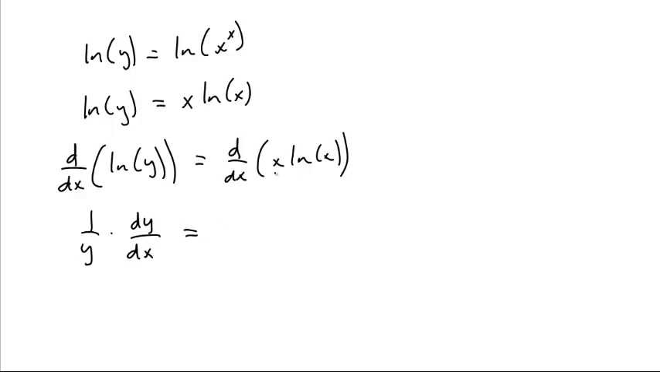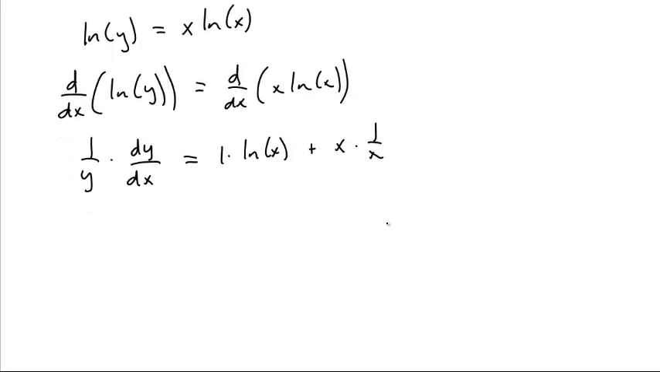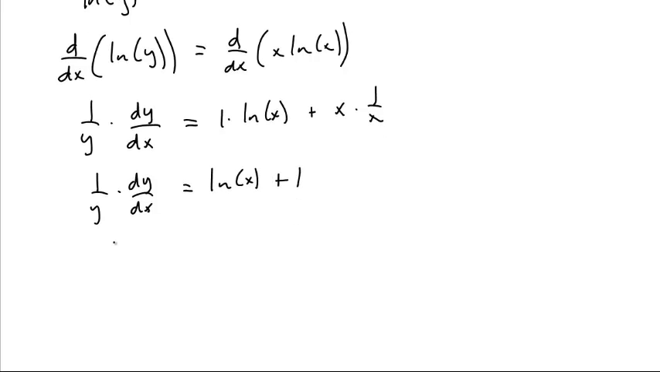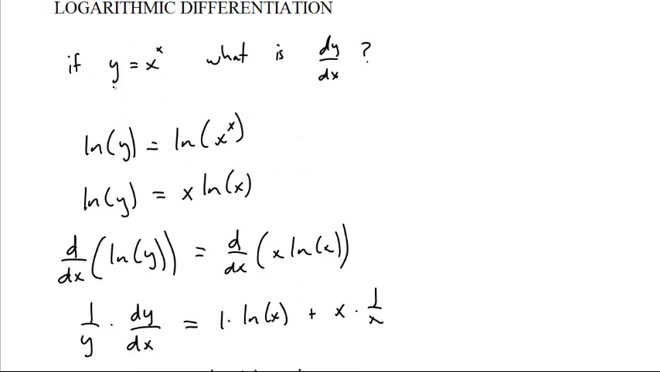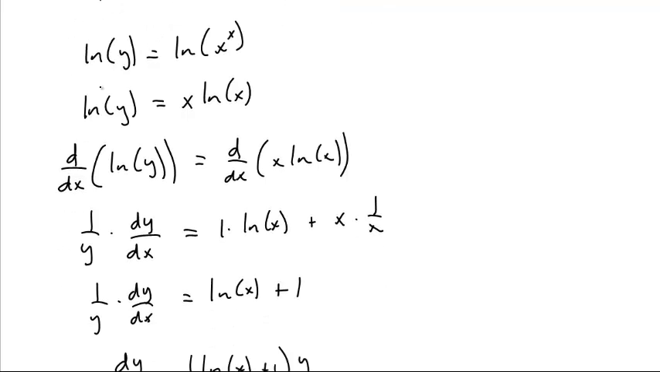Over here, we have to use the product rule. We take the derivative of x and we get 1, and then we leave the natural log of x alone, and then we add the x left alone times the derivative of the natural log of x, which is 1 over x. So, 1 over y times dy dx is natural log of x plus 1. Now you multiply both sides by y, and you get dy dx is natural log of x plus 1 times y. What is y? y was x to the xth power.